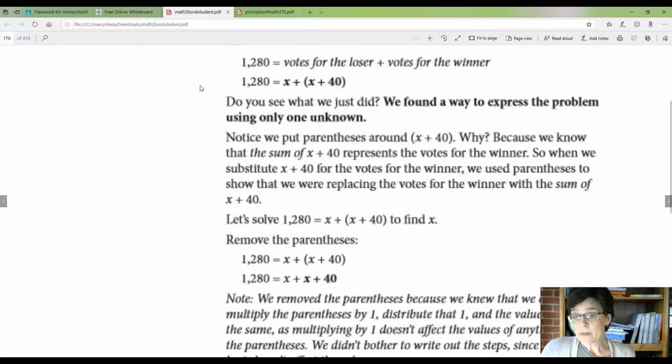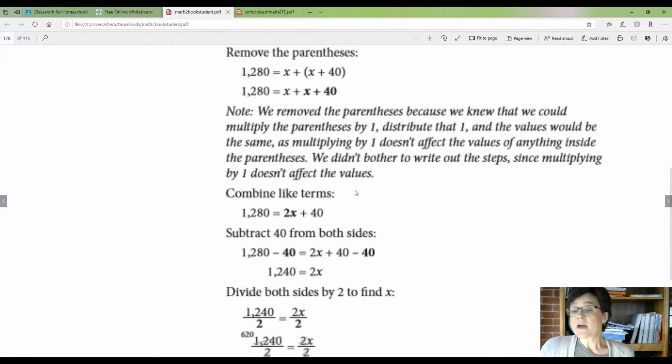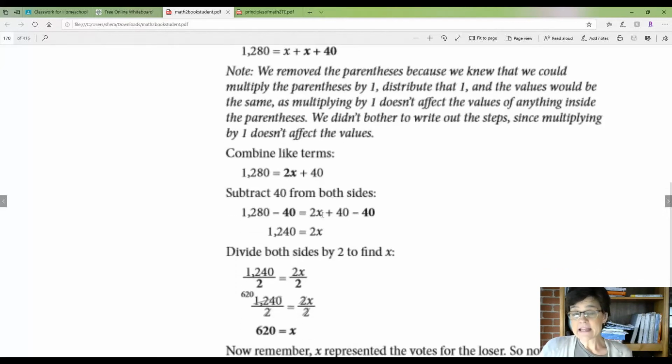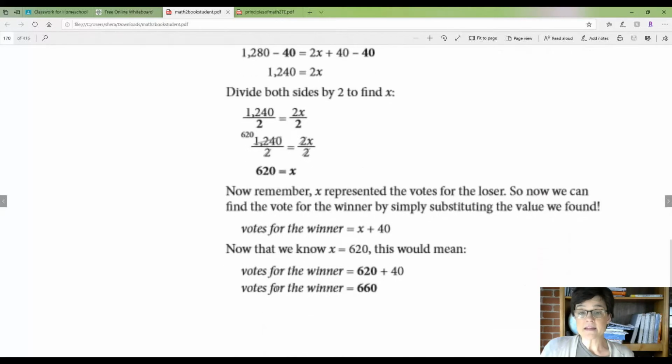Now we can solve it. But this goes back to the last lesson that we had. It's one of those where we just need to remove the parentheses. So we're left with X plus X plus 40. Now you can combine like terms. You remember this has a 1 in front of it, and this has a 1 in front of it. Remember, it's just understood to be that way. So we get 2X plus 40. And then I think you probably know what to do from there. Subtract 40 from both sides. We're left with 1,240 equals 2X. Then divide both sides by 2 to find X.